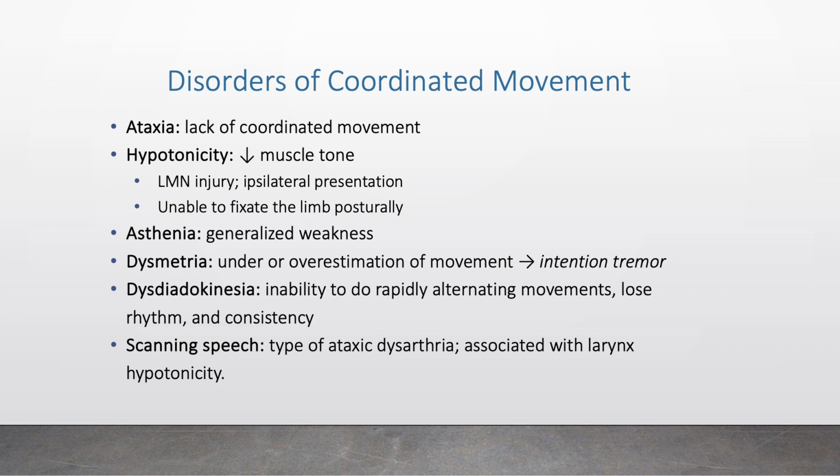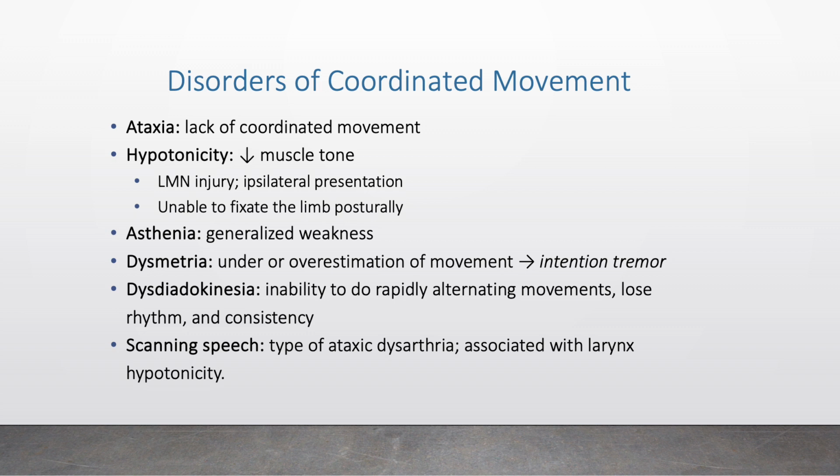Dysdiadokinesia is an impaired ability to perform rapid alternating movements such as tapping or pronating and supinating the forearms. This condition is commonly linked to cerebellar dysfunction and can result in clumsiness and lack of coordination.